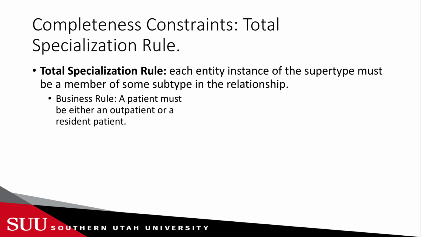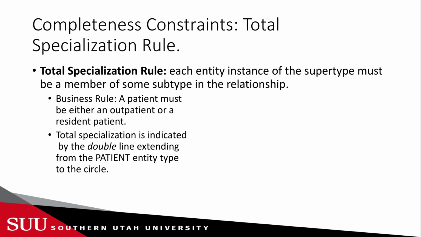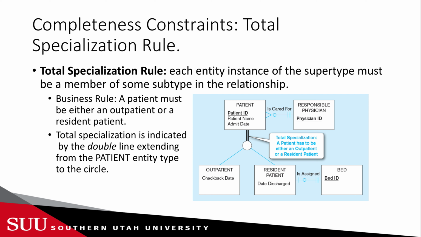I need a way to represent this, which is going to be represented by a double line extending from the patient entity type to the circle that is going to be between the supertype and its subtypes. So it is going to be represented by something like this ERD. I have the patient entity type, and then I have the double line here denoting that it is a total specialization, which means I cannot just have a patient, but it has to be either an outpatient or a resident patient. Now what's going to happen when I insert any record in this?